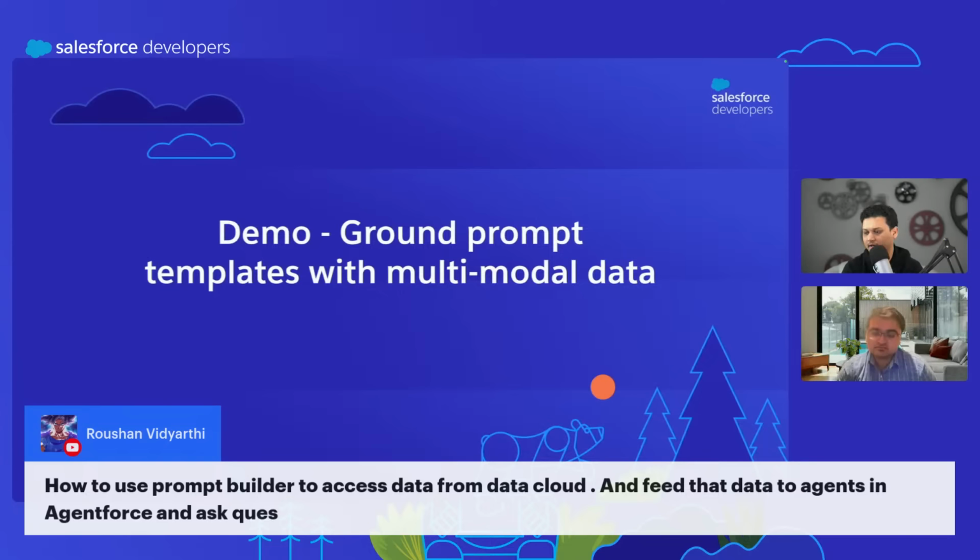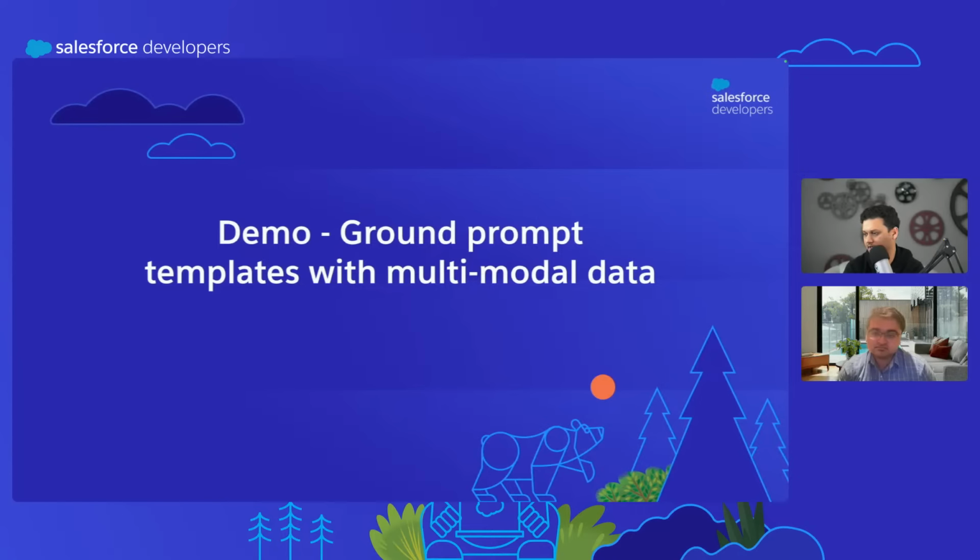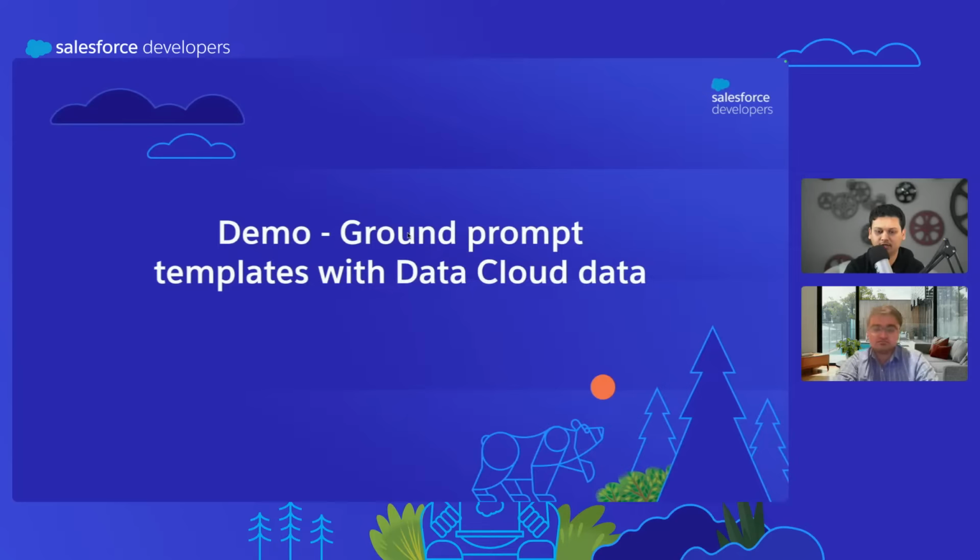Okay, let's actually move on to the next demo that I have for all of you here. Grounding prompt templates with Data Cloud data. So how do we ground prompt templates with Data Cloud data? There are different ways to do that. For example, as we talked about, when you have RAG, retrieval augmented generation, let's say you have a library of documents and you want to ground that within the prompt template.